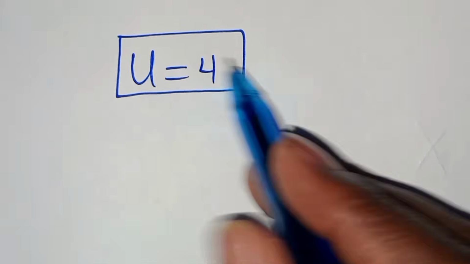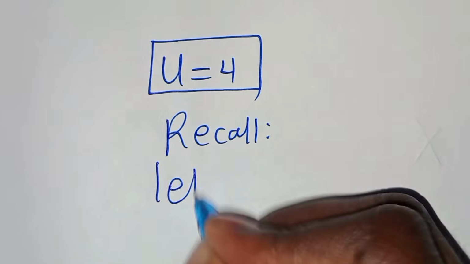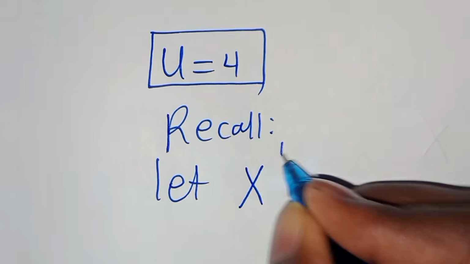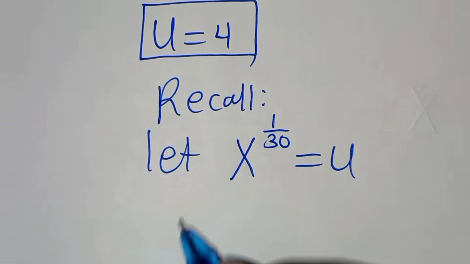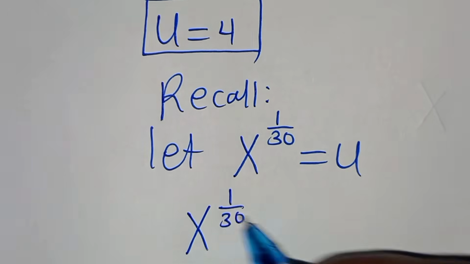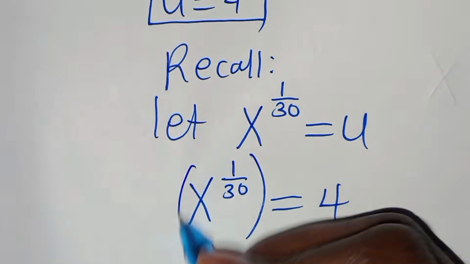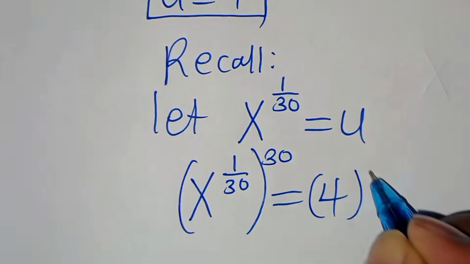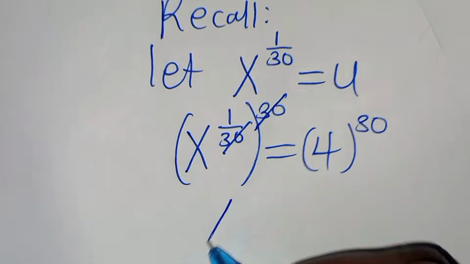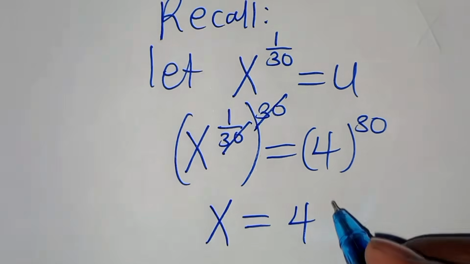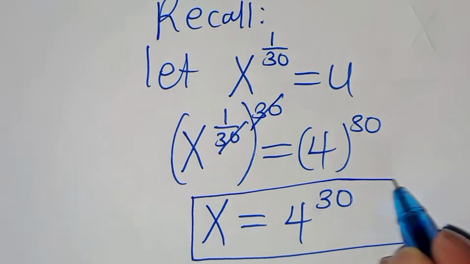Now we have that u is equal to 4, and if you recall, we are saying that we let x to the power of 1 over 30 be equal to u. Let's substitute u, which is 4. So we have x to the power of 1 over 30 equal to 4. Now, let's raise to the power of 30 on both sides, so that the 30 and the 1 over 30 simplify, and this means that x is equal to 4 to the power of 30.